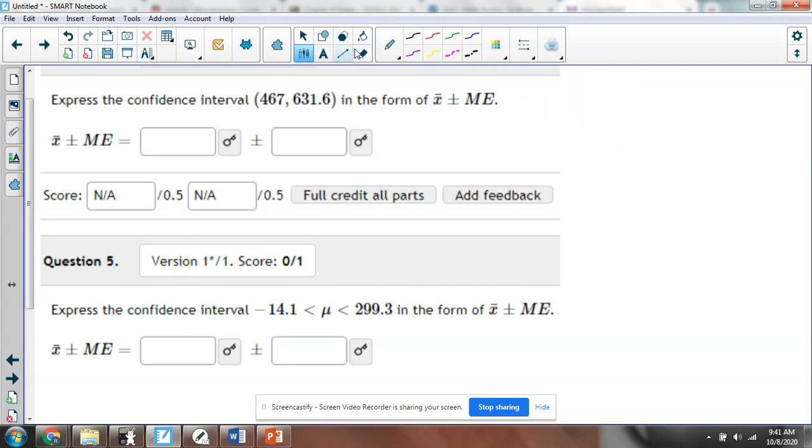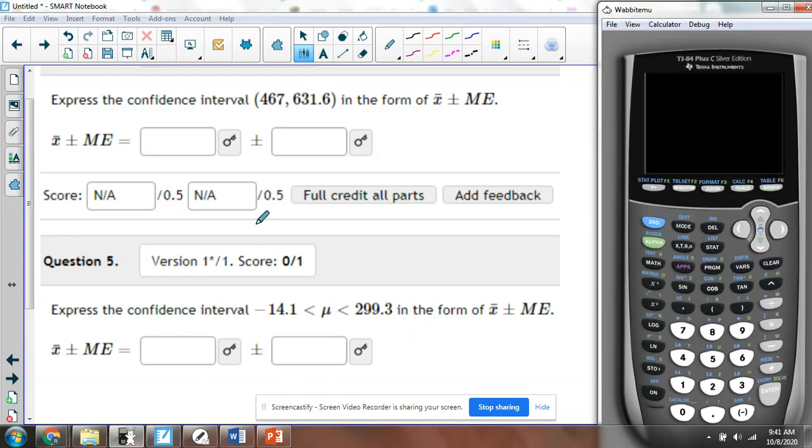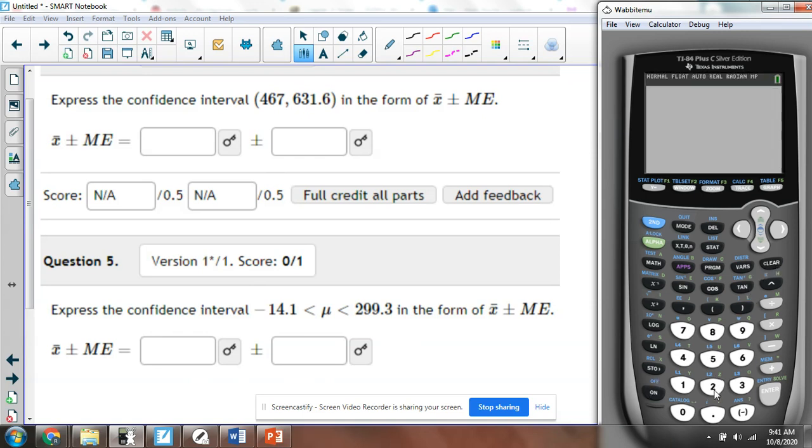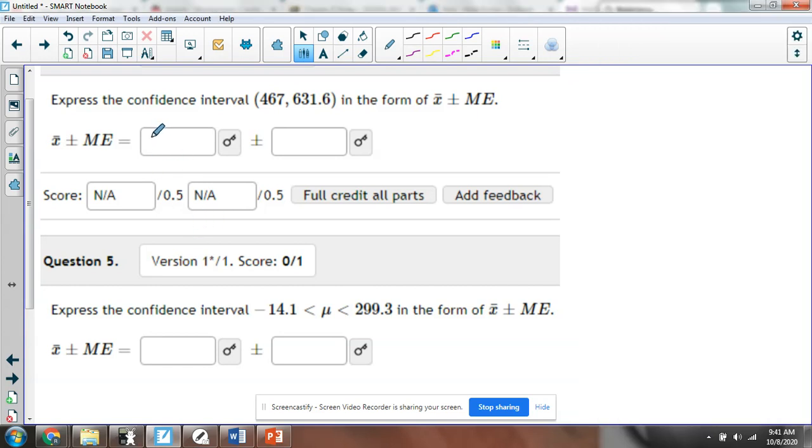Okay, the first thing you want to do is figure out what's the midpoint between these two values, because that's the thing I'm going to be plus or minusing from. So to do that, I'm just going to take the average of these two numbers. So we'll add them together. So we have 631.6 plus 467. Divide them by 2. So the middle value is going to be 549.3.